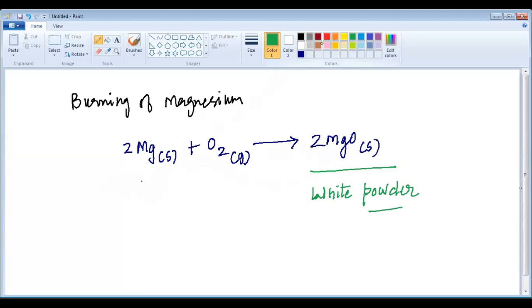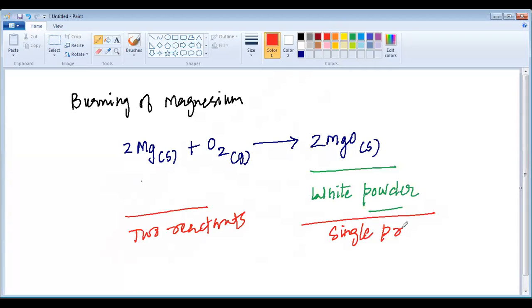Here you can see two different reactants give a single product. Two reactants, single product. And that is why we call this reaction a combination reaction. So this is nothing but your combination reaction.